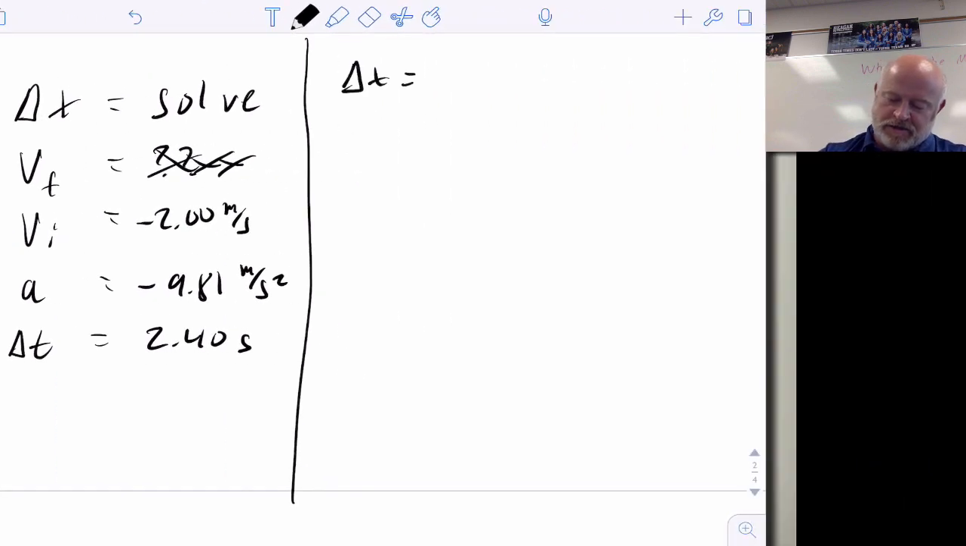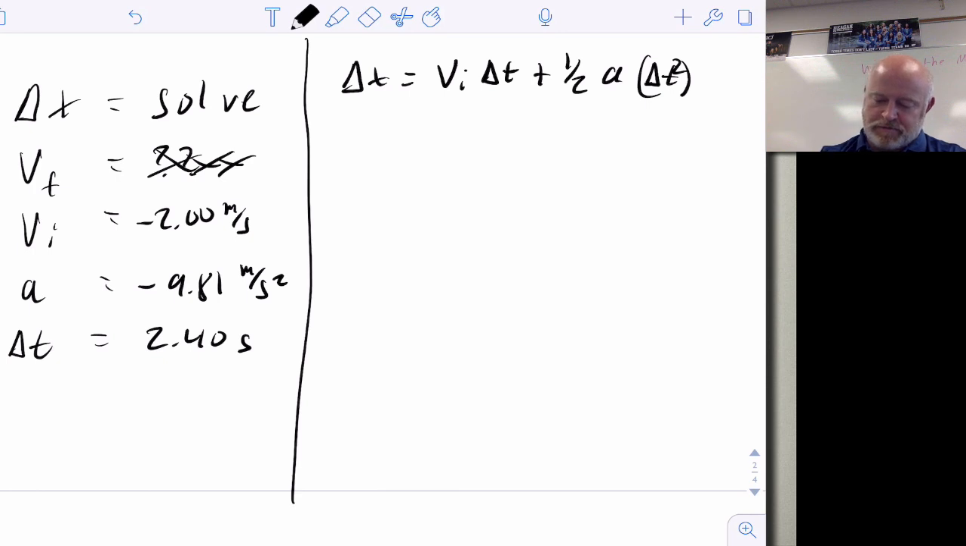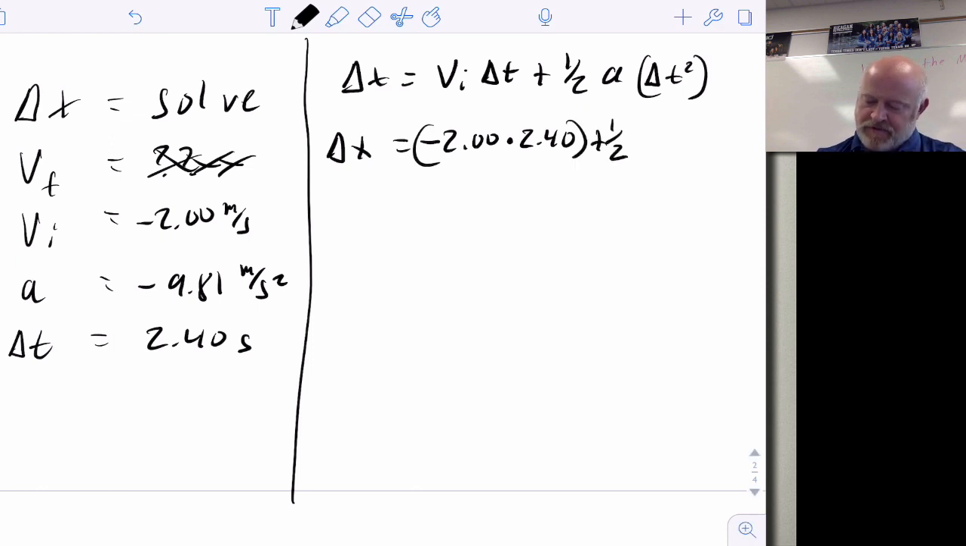We know that our delta x is going to equal our initial velocity times our change in time plus half of the acceleration times our change in time squared. Plug it in. Initial velocity was a negative 2.00 times our time, which is 2.40. That whole area is going to be added to half our acceleration, which is a negative 9.81, times our time, which is 2.40 squared.